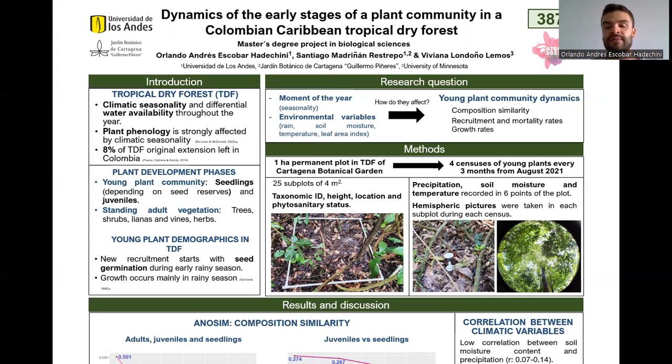I also took information about precipitation, soil moisture, and temperature with the help of 6 climatic sensors. And I also took hemispheric pictures to see how the light penetration changes between censuses.